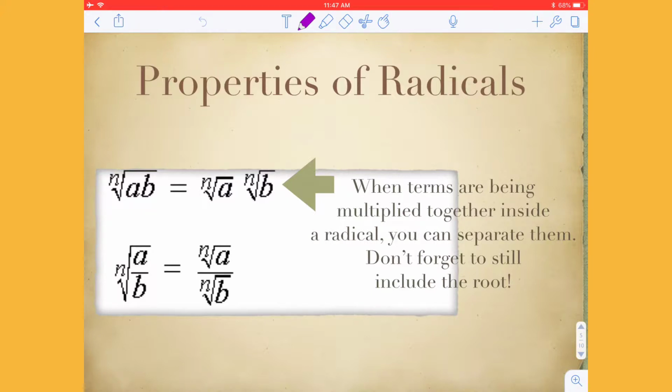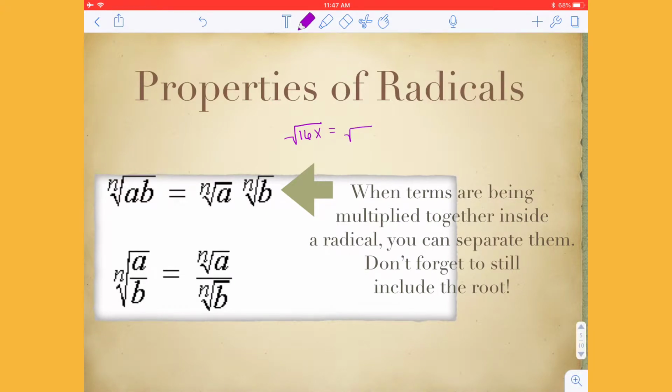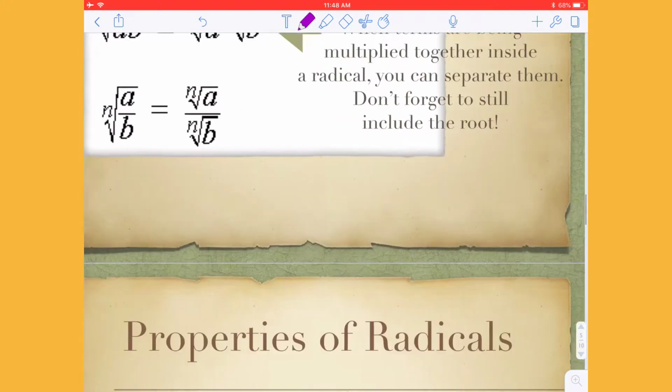For example, let's say that you are dealing with the square root of 16x. I can separate this into the square root of 16 and the square root of x, and I know that the square root of 16 is equal to 4, and so that allows me to simplify part of my problem. I can't do anything with the square root of x. So this is really good when you're trying to simplify.